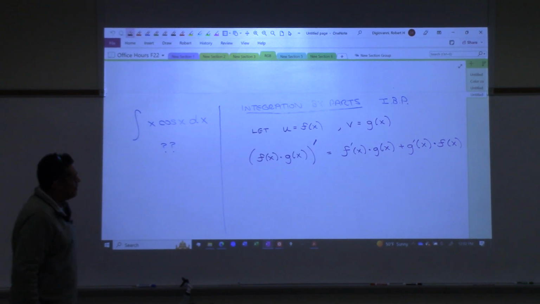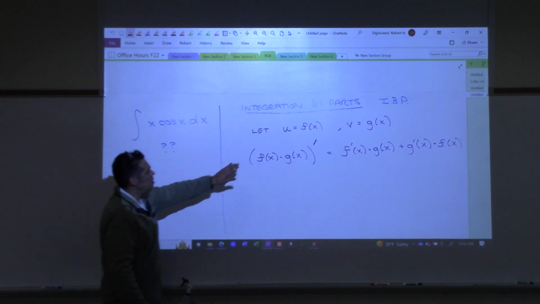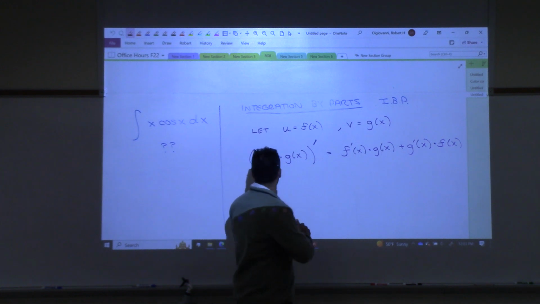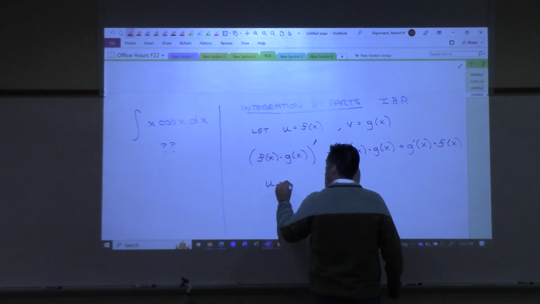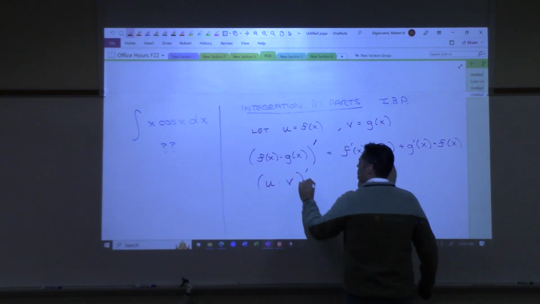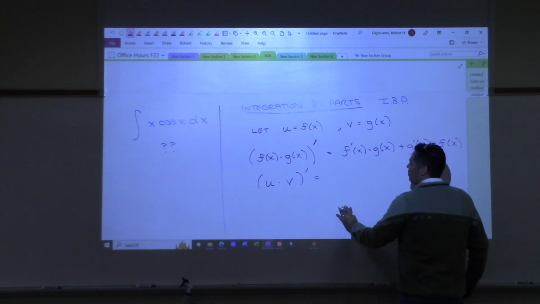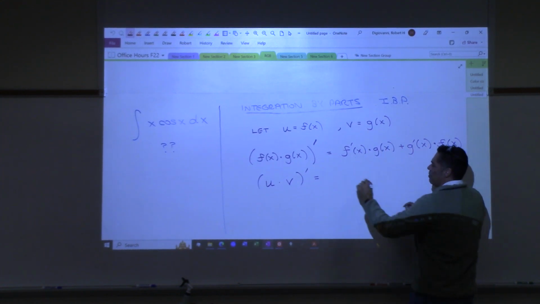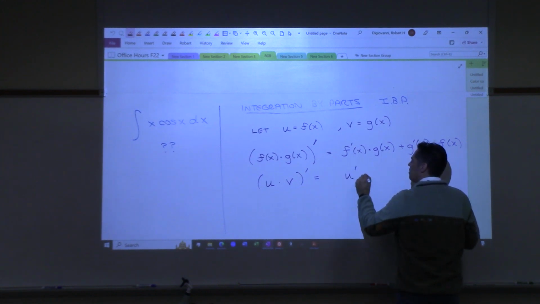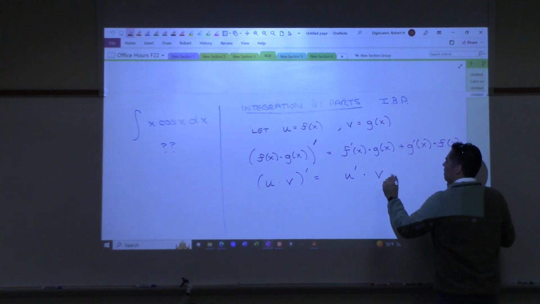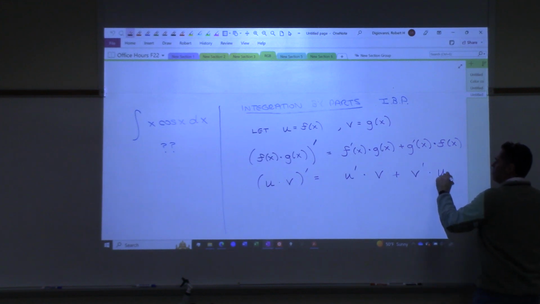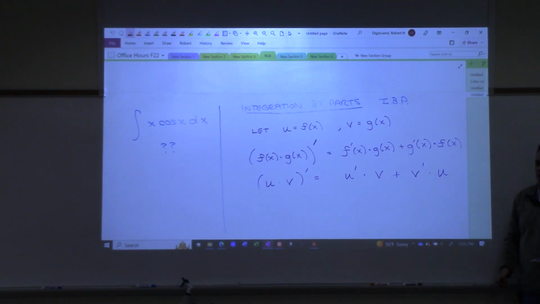Another way I could have written that, using this notation with the u and the v, would have been this. U times v, take the derivative, would be equal to, what's this? U prime times v, plus v prime times u. That's just another notation for the exact same thing I just did, right?